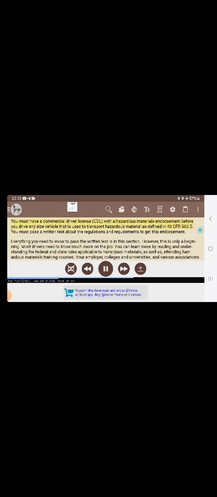You must have a commercial driver license (CDL) with a hazardous materials endorsement before you drive any size vehicle that is used to transport hazardous material as defined in 49 CFR 383.5. You must pass a written test about the regulations and requirements to get this endorsement. Everything you need to know to pass the written test is in this section.